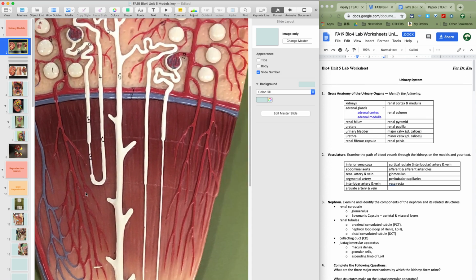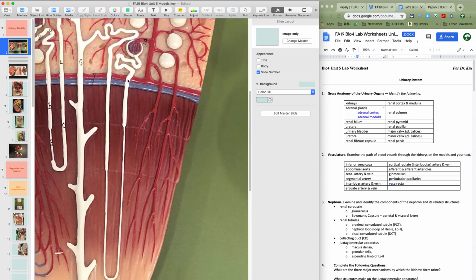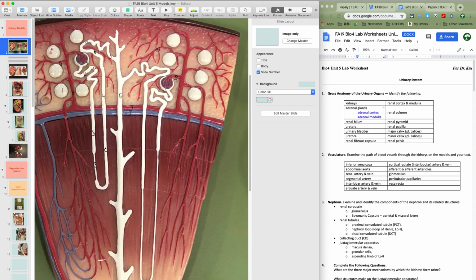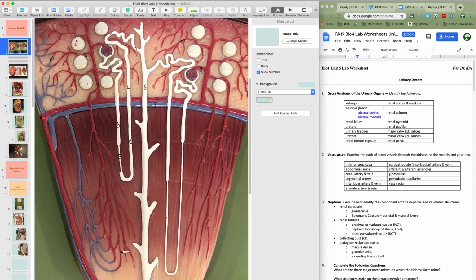Now, for the filtrate that's inside the Bowman's capsule, they continue into the proximal convoluted tubule, and then the descending limb loop of Henle, the ascending limb loop of Henle, and then the distal convoluted tubule before draining into the collecting duct. And here you can see that the collecting duct extends from the cortex into the medulla.